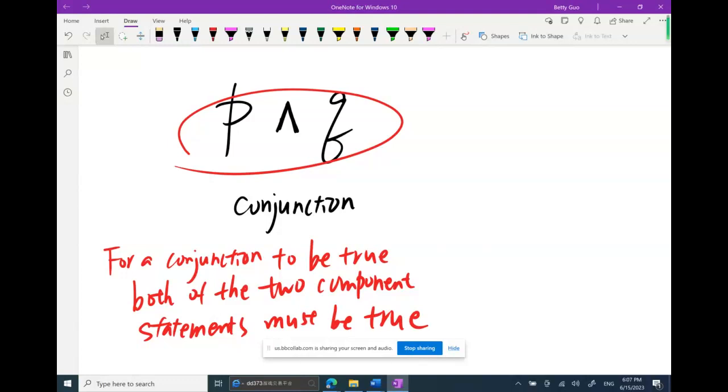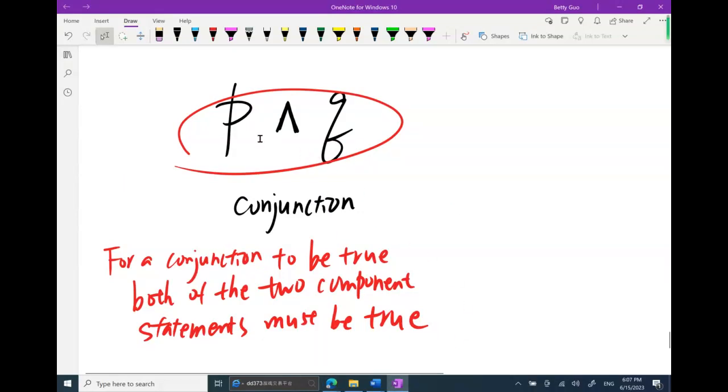Let me know if you have any questions about the conclusion here. Very, very important. You need to understand and memorize this rule. Any questions? For a conjunction to be true, both of the two component statements must be true. You should have this in your notes.